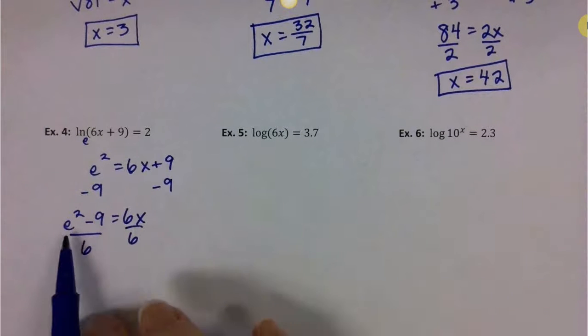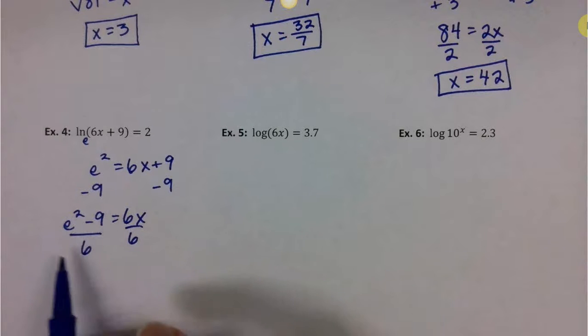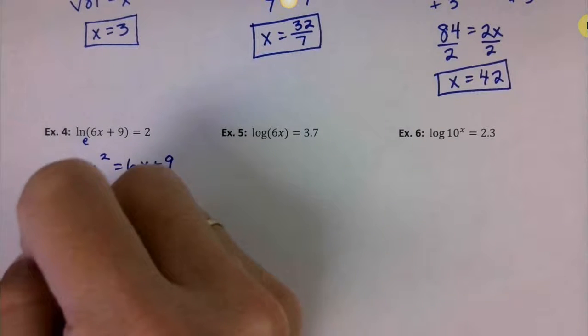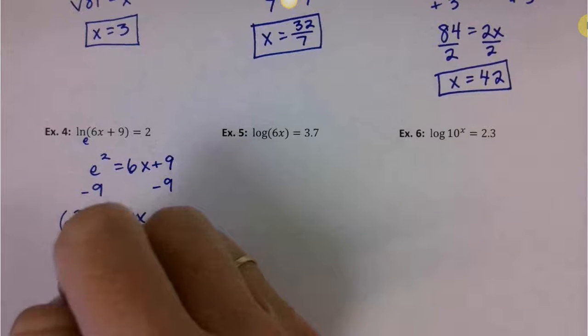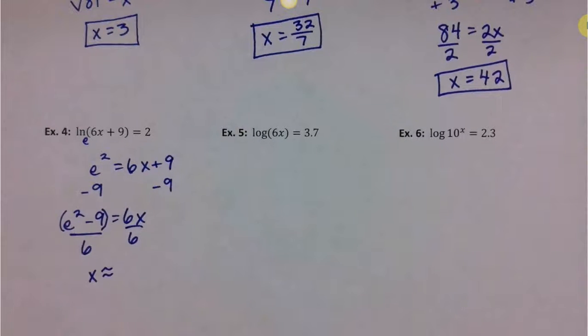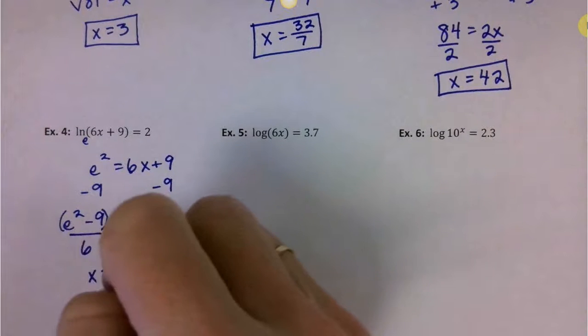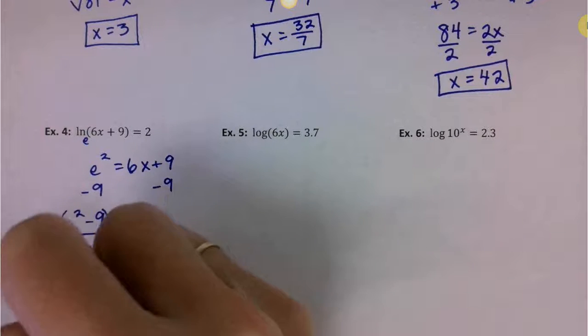And now because this one has an e in it, we're going to end up with a decimal answer. So we're just going to plug all of this into our calculator. You'll probably need parentheses around the numerator. So parentheses e squared minus 9, close parentheses, and then divided by 6. And when you do that, you should get approximately negative 0.27.